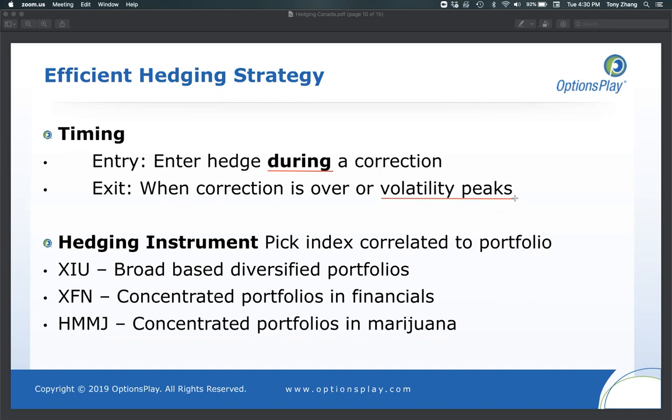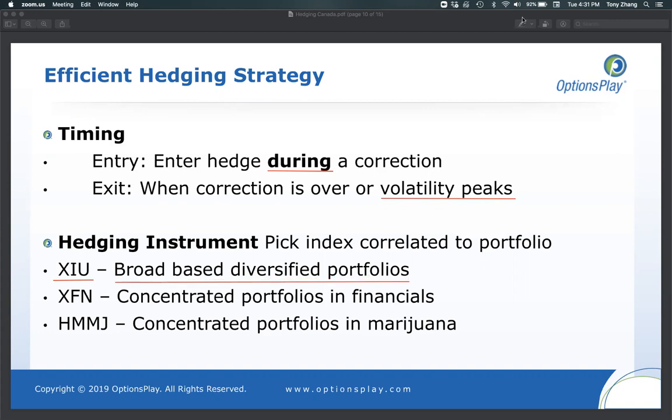So now that we talked about entry and exits, now let's talk about hedging instruments. This is really where what you decide to buy a put on is heavily dependent on what your portfolio consists of. So you generally want to pick an index that's correlated to your portfolio. So if you have a broad-based, well-diversified portfolio in Canada, then you generally want to use an ETF like XIU, which is the S&P TSX 60 ETF. This is for broad-based diversified portfolios.